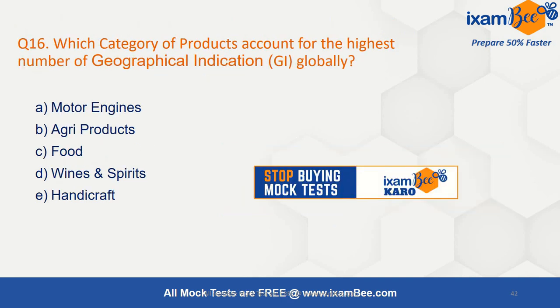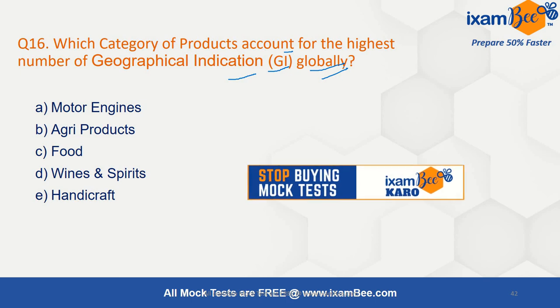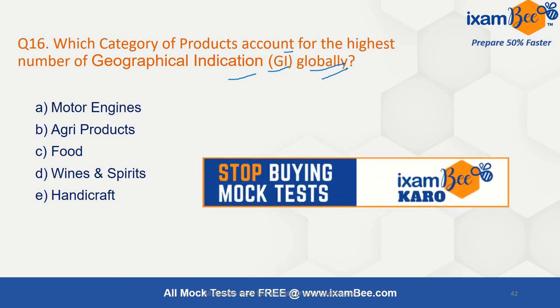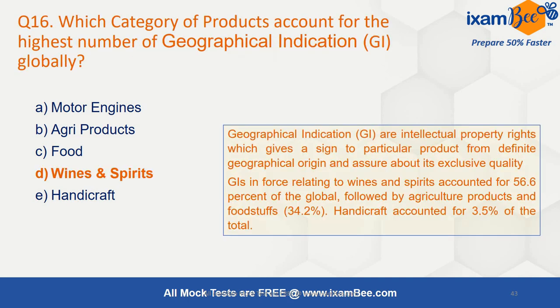I am coming to the next question. Which category of products accounts for the highest number of GI tags at global level? Global level, if you have read India, please remember here the question is asking global level, and you won't be able to guess it. Try to guess if you don't know the answer, because the answer is wines and spirits, and I would have guessed agriculture, but wines and spirits are a bigger business.